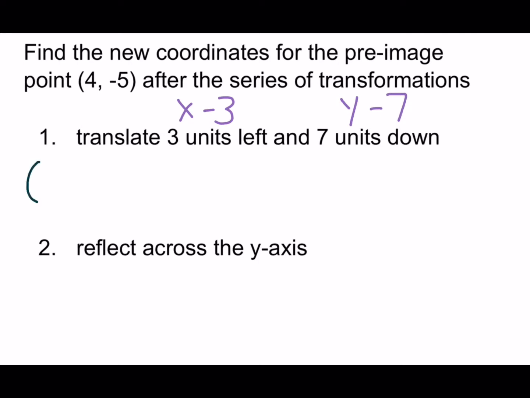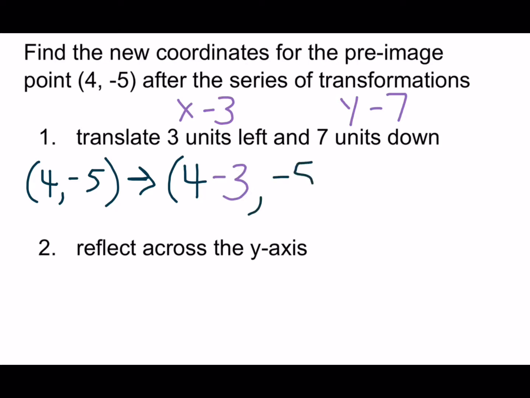So your starting coordinates 4, negative 5 are going to change. It is going to become new coordinates. So you take the original x value and you're going to subtract 3 from it. You take your original y value and you're going to subtract 7 from that. And what does that give you? 4 minus 3 is 1, and negative 5 minus 7 is negative 12. So now, after the translation, we are at the new coordinates 1, negative 12.